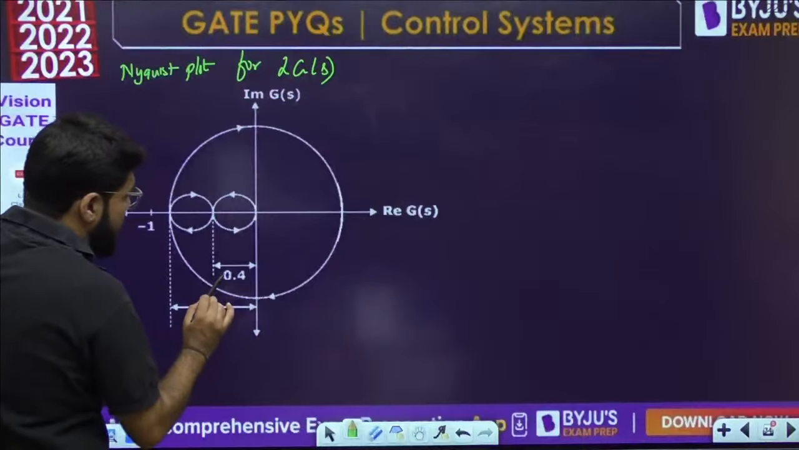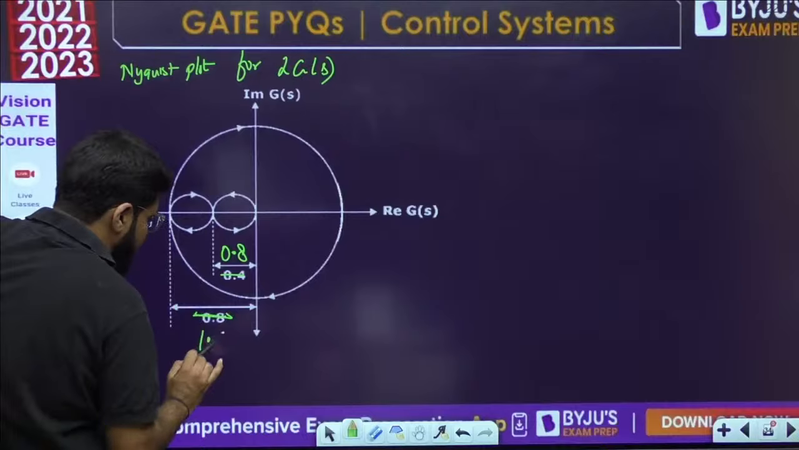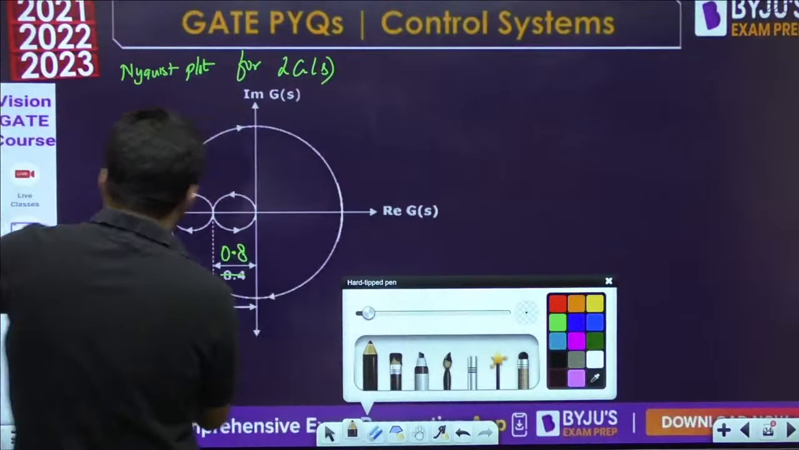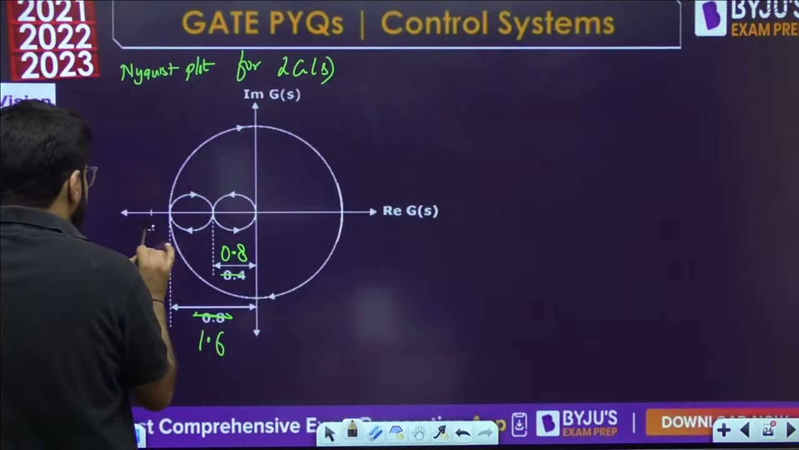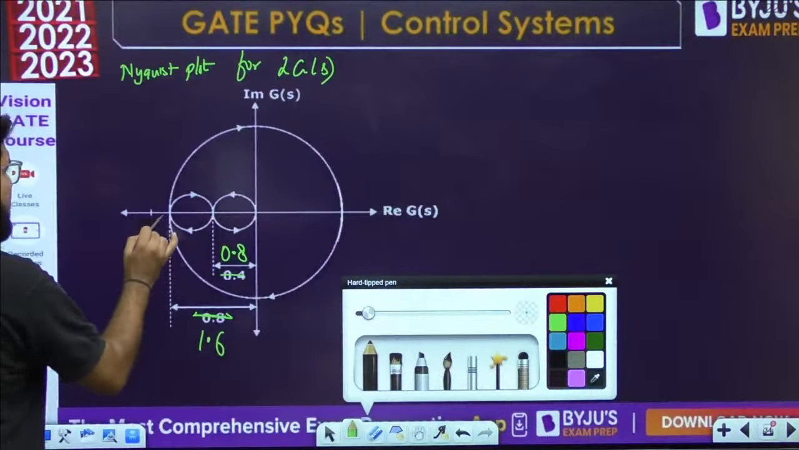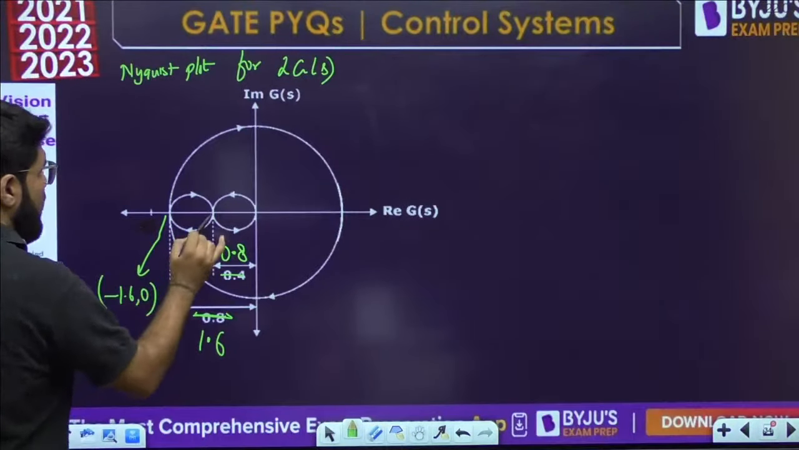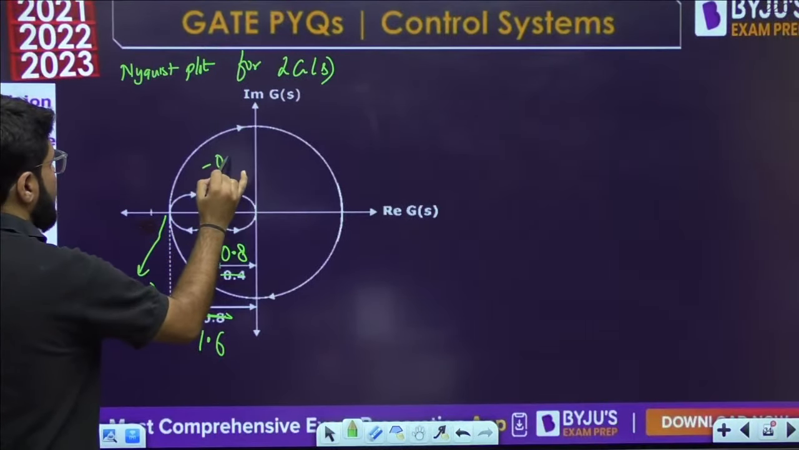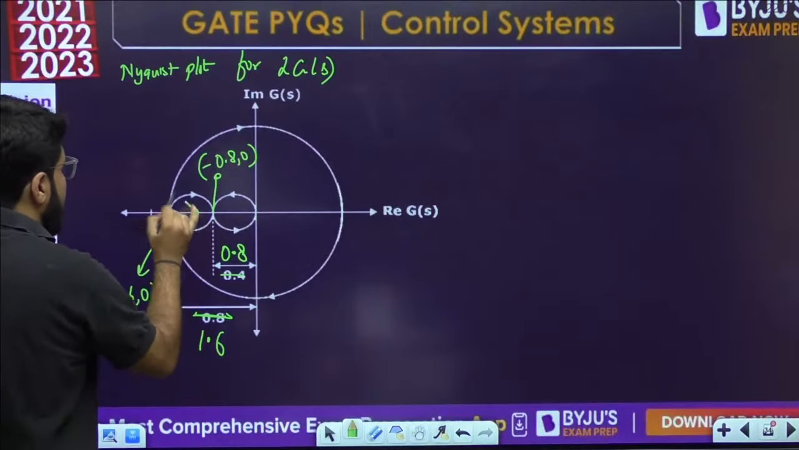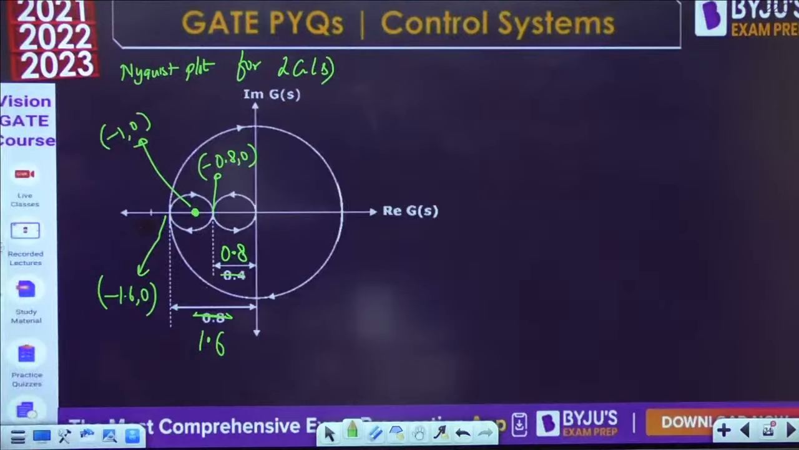So this will not be 0.4, this will be 0.8 now. And this will be 1.6 now. I shall remove this point because minus 1 comma 0 is now going to be inside. If this distance is 1.6, this particular point is minus 1.6 comma 0, and this point is minus 0.8 comma 0. So definitely your critical point, minus 1 comma 0, comes inside the Nyquist plot.